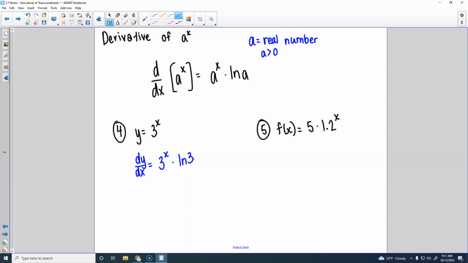If we take the derivative of that second one, 5 is our coefficient. So when we take the derivative of something, if we have a coefficient, it just stays right there. Derivative of 1.2 to the x is going to be 1.2 to the x power times the natural log of the base. So natural log of 1.2. And they might write it like this, 5 natural log of 1.2 times 1.2 to the x. They might pull those numeric terms out front that don't have a variable.